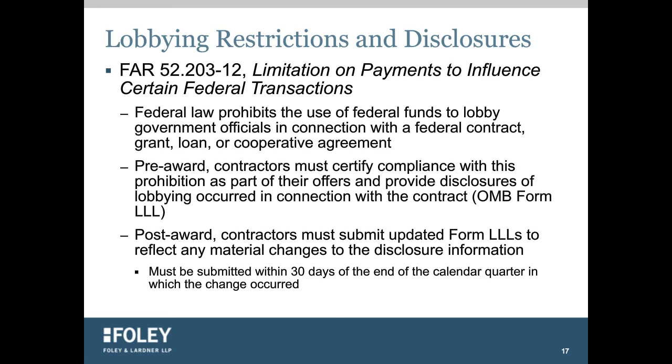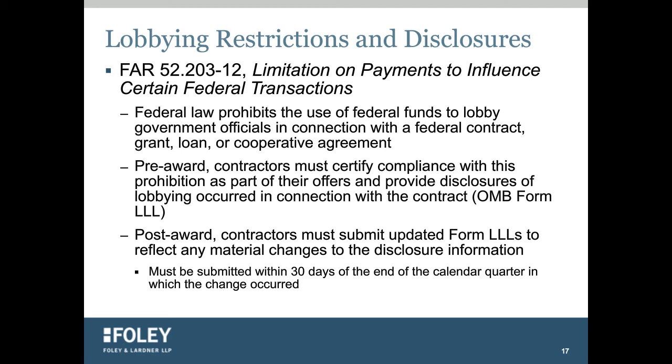The form LLL identifies the lobbying firm you used, and the names of each of the individuals from the firm who lobbied on your behalf. After you receive a contract, you have to update your disclosure to reflect any material changes to your pre-award disclosure information. A material change requiring disclosure can include a change in the firm that you used, or a change in persons within the current firm that are lobbying on your behalf, or a change in the agencies or government officials that are being lobbied. And those changes have to be reported within 30 days of the end of the calendar quarter in which the change occurred.